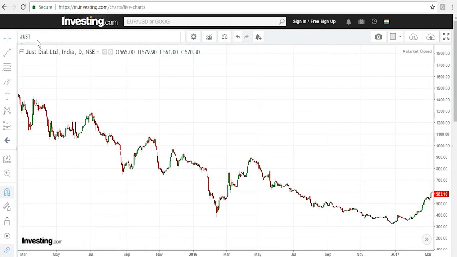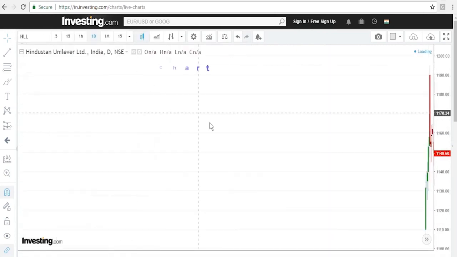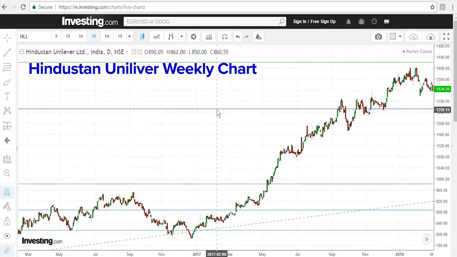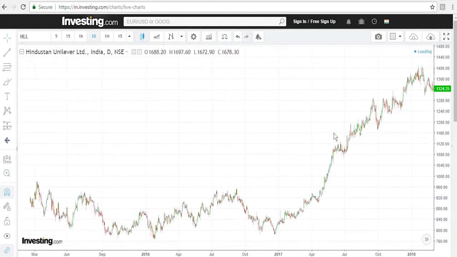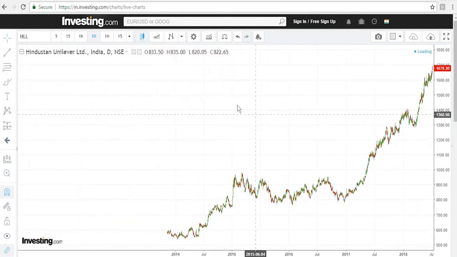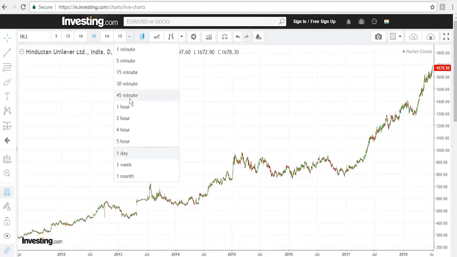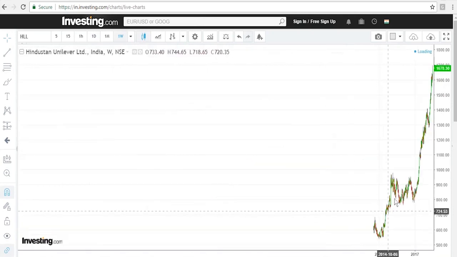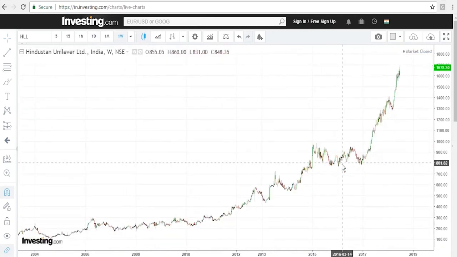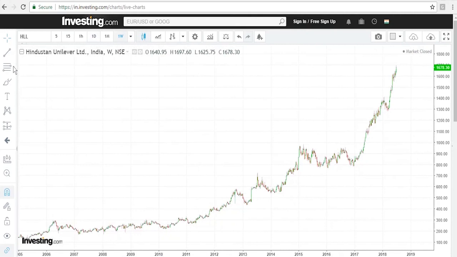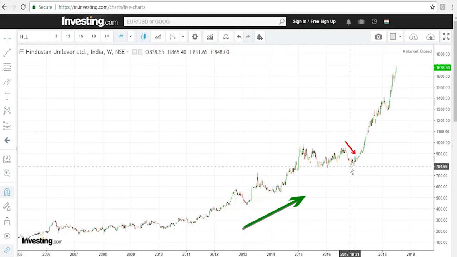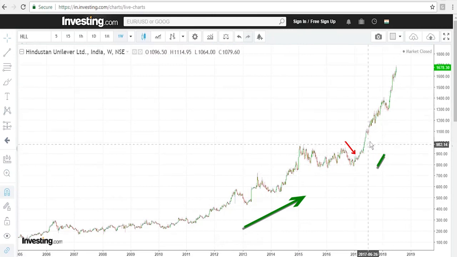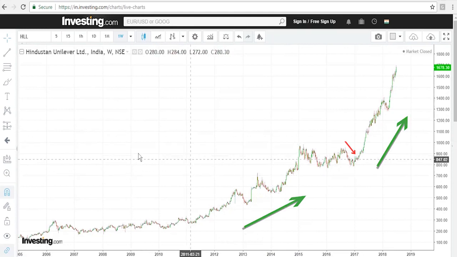Let me look at the chart of Hindustan Unilever. I can select any chart. Hindustan Unilever, right? Let me remove all the past analysis and let me go to the weekly chart here for a bigger analysis. Now here we are seeing that initially there was a move, then there was a correction, and then the market actually moved higher, right?